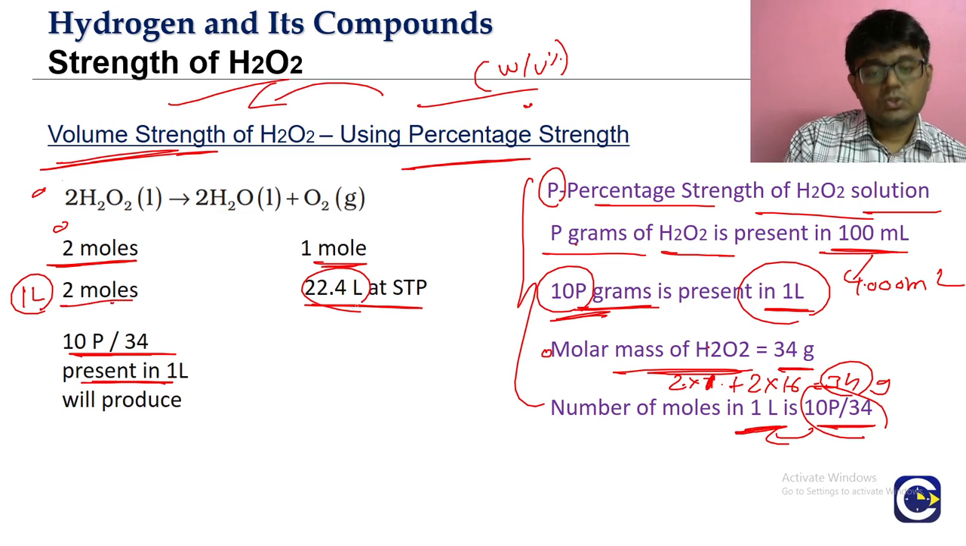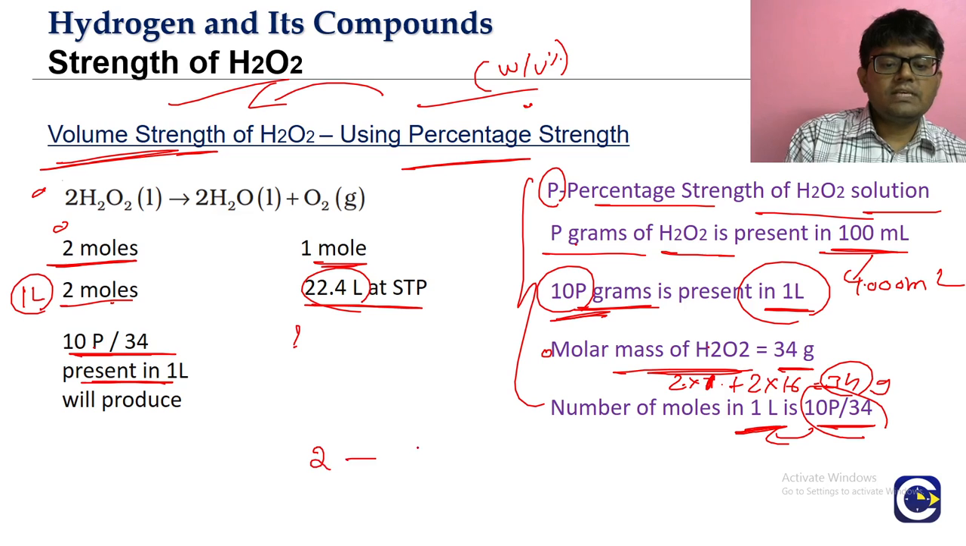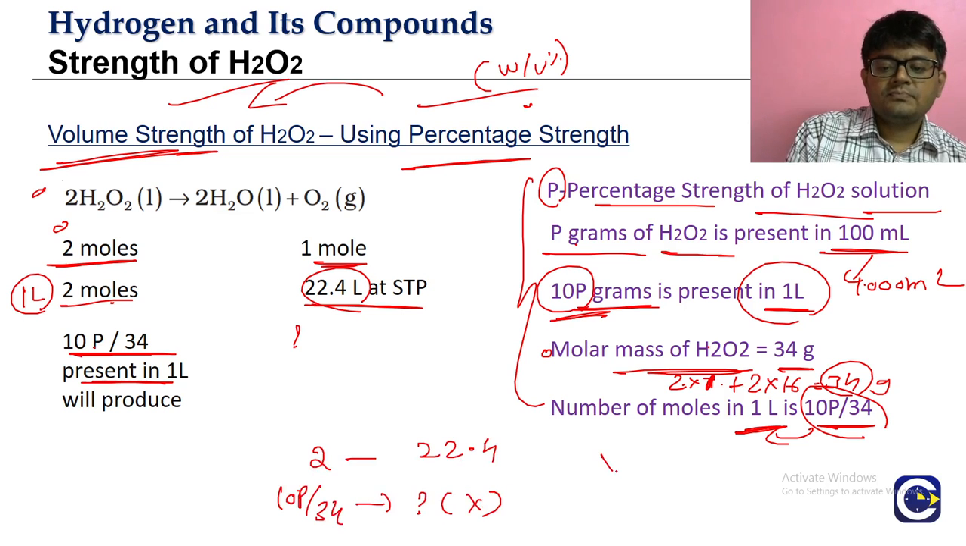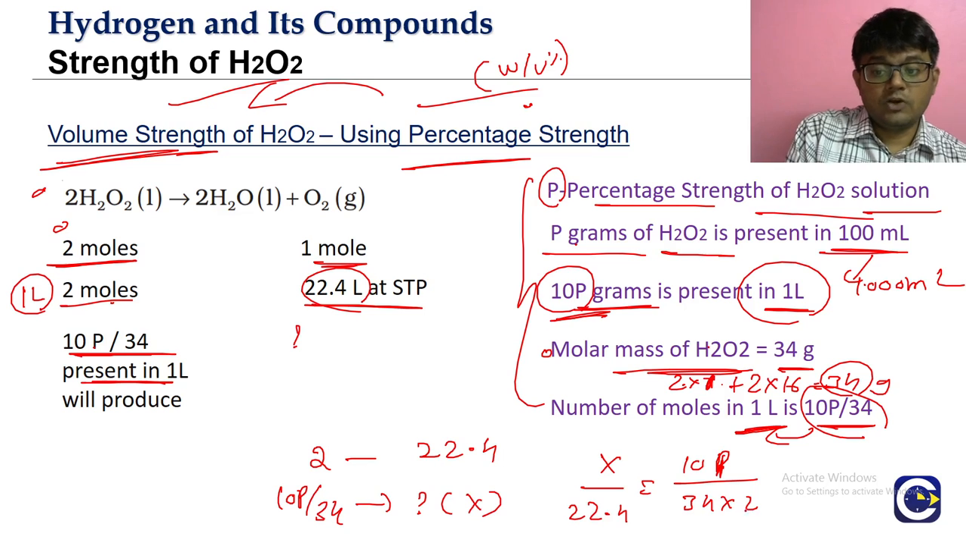2 moles gives 22.4. 10 P divided by 34 moles gives how much? Like a proportion. 2 moles gives 22.4. Here 10 P divided by 34 gives how much? Let us say X. Then look at this guys. X by 22.4 is equal to 10 P by 34 into 2. That is, 10 P by 34 divided by 2. 2 also will be in the denominator. So that is 68. Okay, we are looking for the X value, right? So what will be the X value?